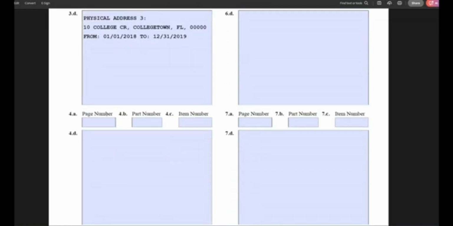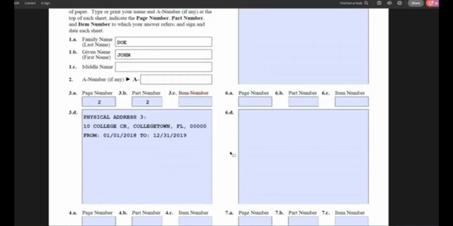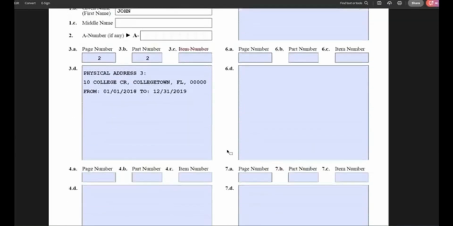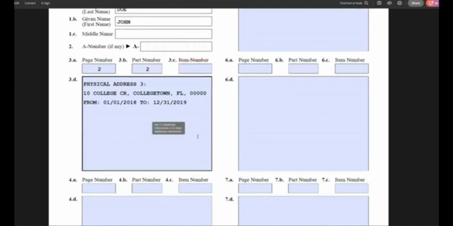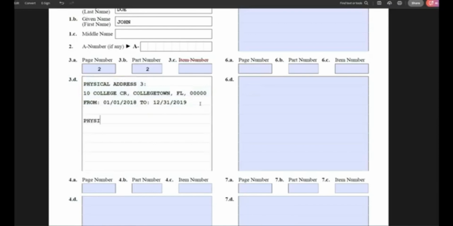You don't have to type into a separate box every time, especially for those of you who have a lot of address or employment histories, which we'll talk about later. In that case, you can, for example, move on and say something like physical address 4 and provide that information here, as much as you can fit.